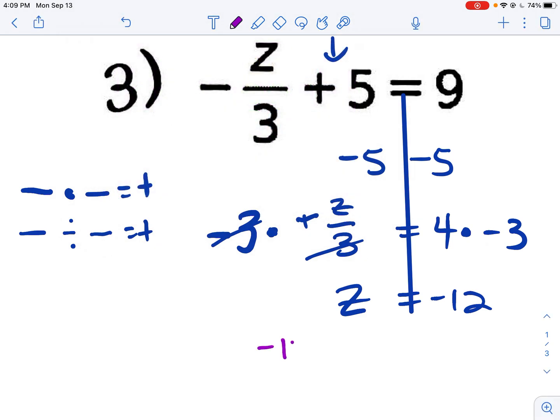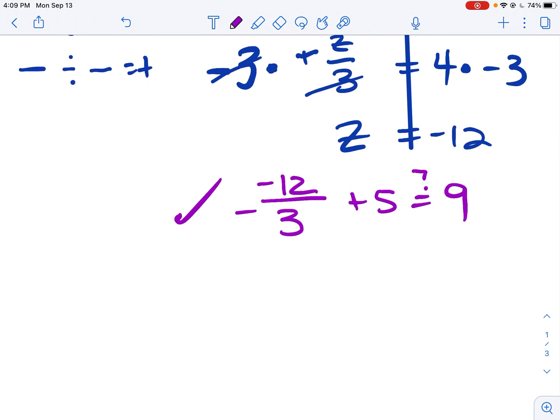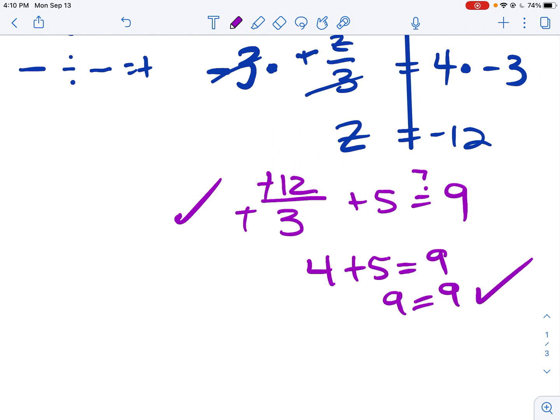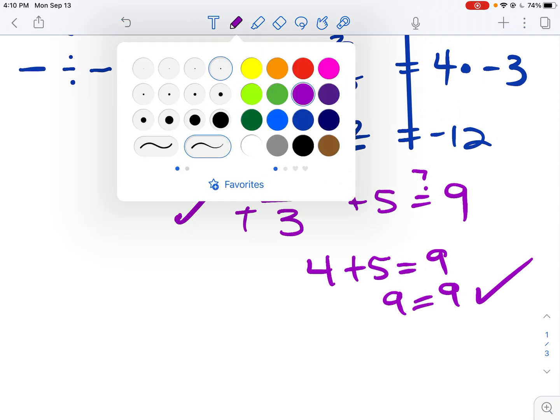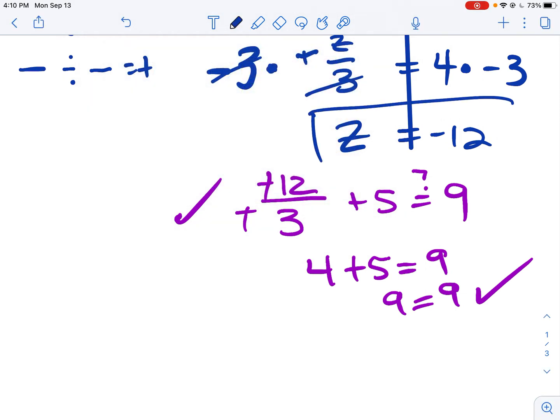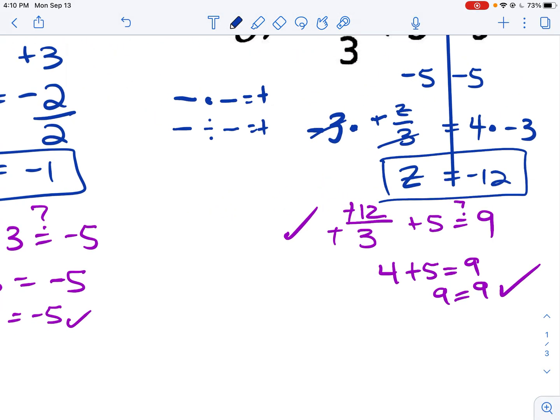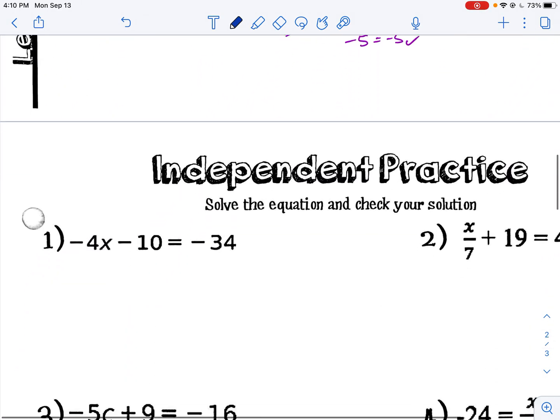I plug it back in. I have negative 12 over negative 3 plus 5 equals 9. Okay? So negative divided by a negative, those turn to positive. So that's 4 plus 5. So that gets 9 equals 9. So that works. So my answer is z equals negative 12.